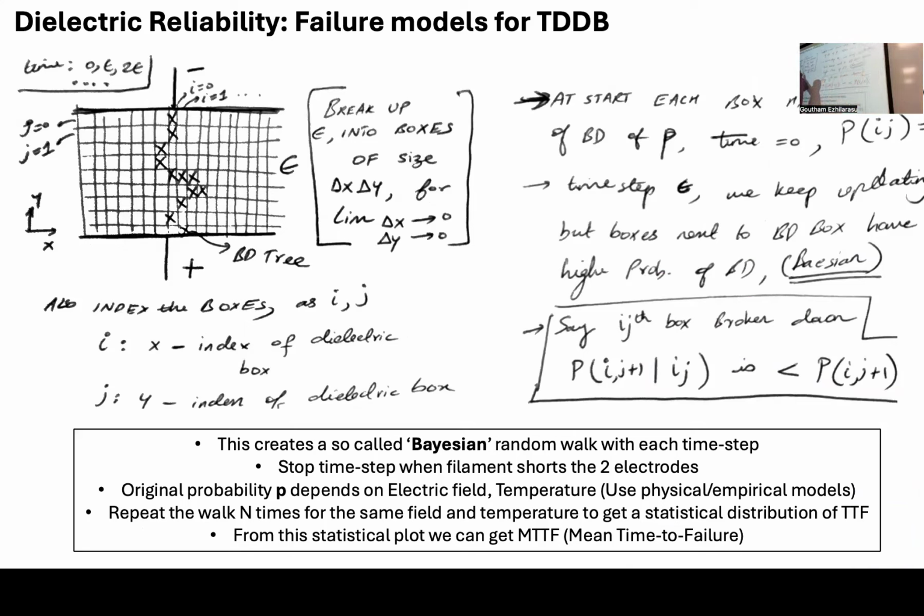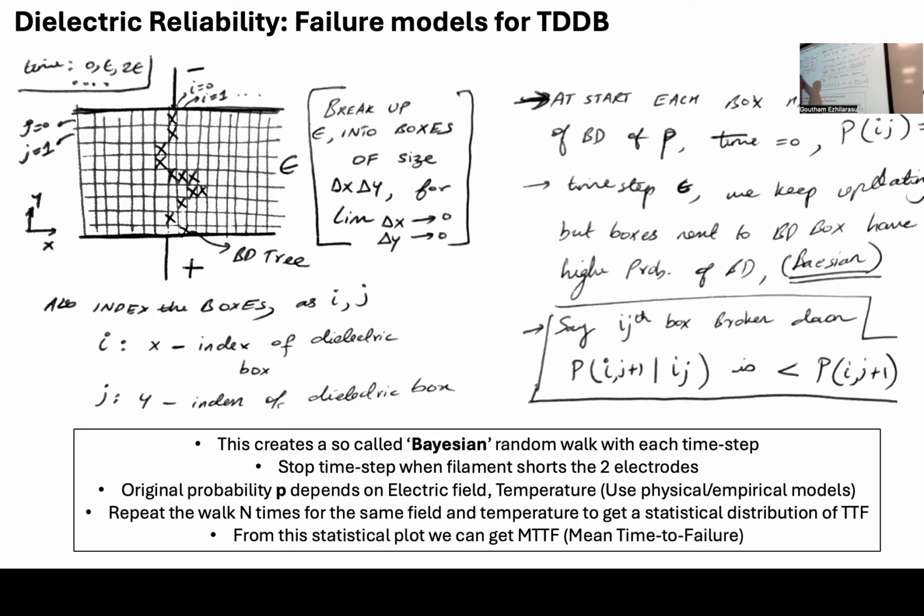So you have some dielectric in between electrodes. When a field is applied, depending on the value of the field and the temperature, you divide this entire thing into a bunch of square pieces. Before you start, you assume that any of these square pieces has a certain probability of breaking down, and then you play a kind of game.